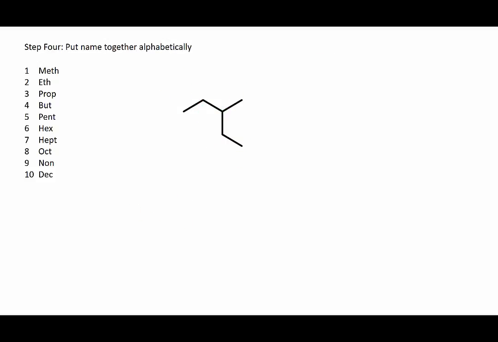Finally, we're going to put the name together alphabetically. We put any of the substituents, the 3-methyl group, first. So this is 3-methyl. And because the parent chain is pentane, we're going to put that last. This is 3-methylpentane.